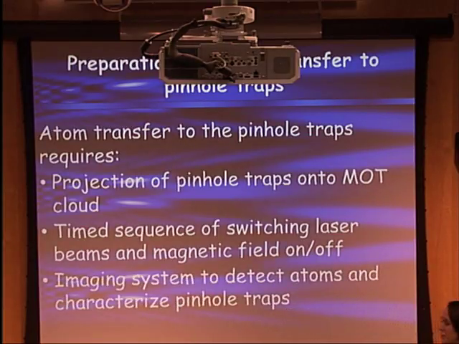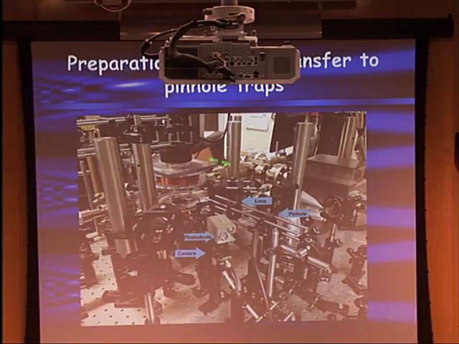And finally, as you could see, our imaging system wasn't quite so good then, so we needed to beef up our imaging system to detect the atoms and eventually also characterize the pinhole traps, so do things like measure their so-called trap frequencies, which is one of the properties that tells you how good a trap it is. We needed to get that up and running, which we did. Here's a picture of our various components right here. So we had everything ready to go and all together. And then last summer, I had to move my lab to a new building.